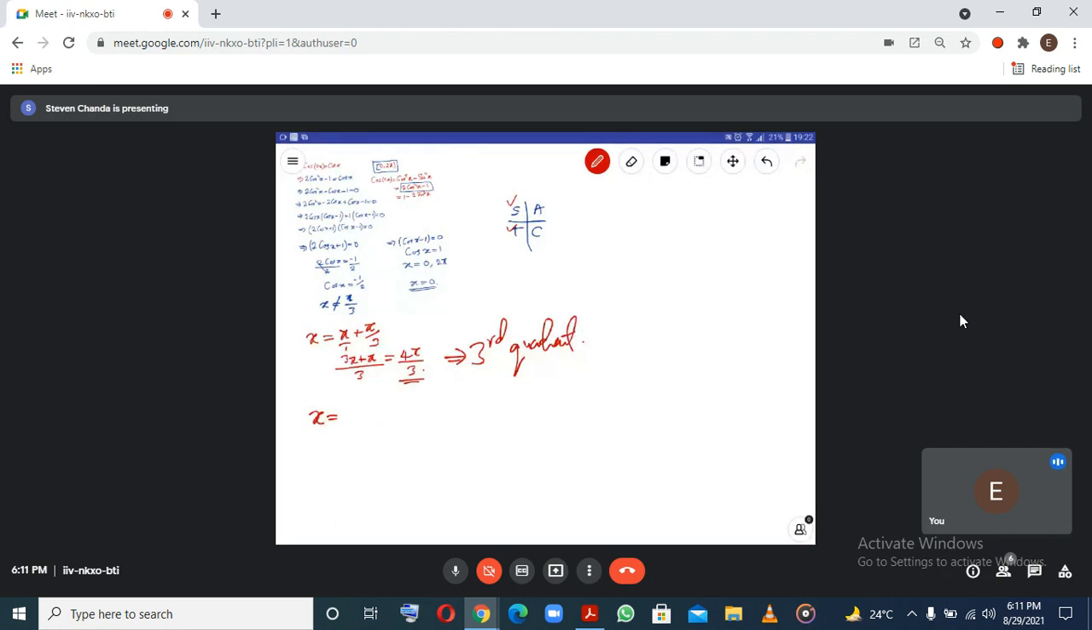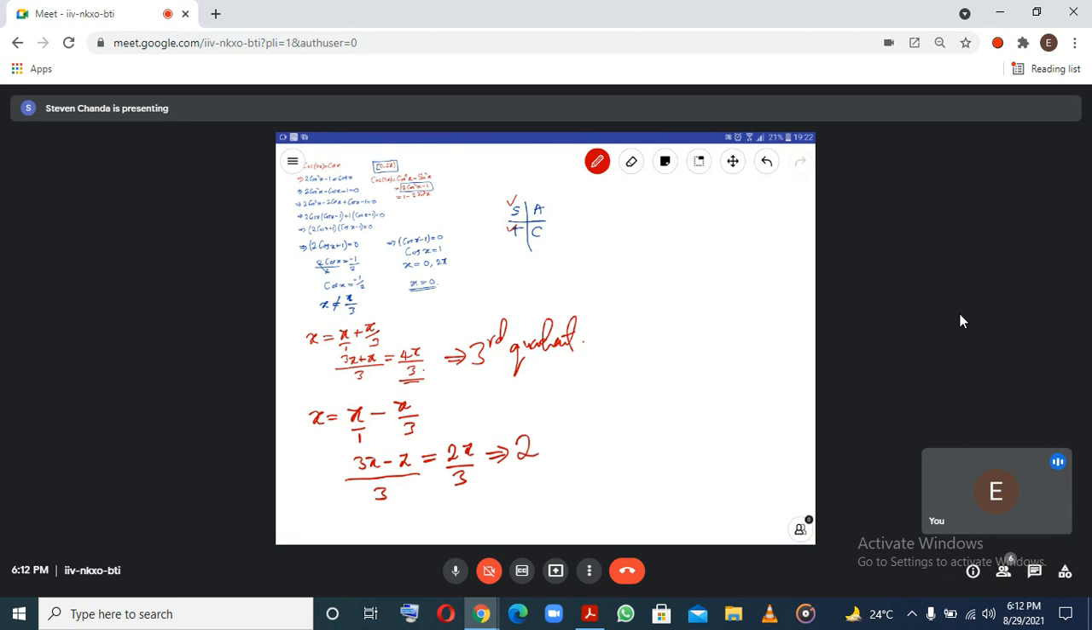For the second quadrant, you subtract your angle from 180. Sorry about that. So there's going to be 3 pi, then 3, then pi, so here it's going to be 2 pi over 3. So this is our answer in the second quadrant.